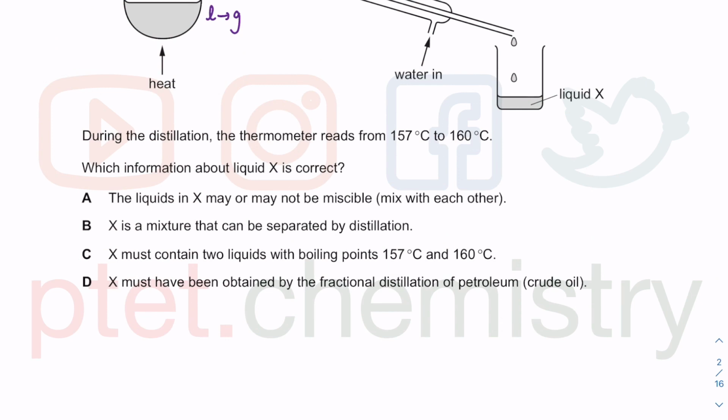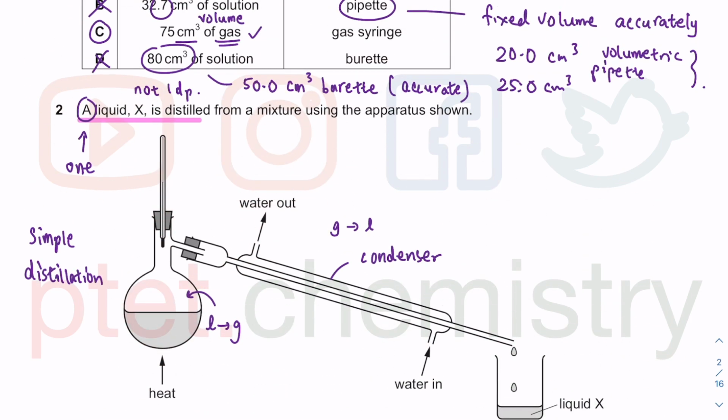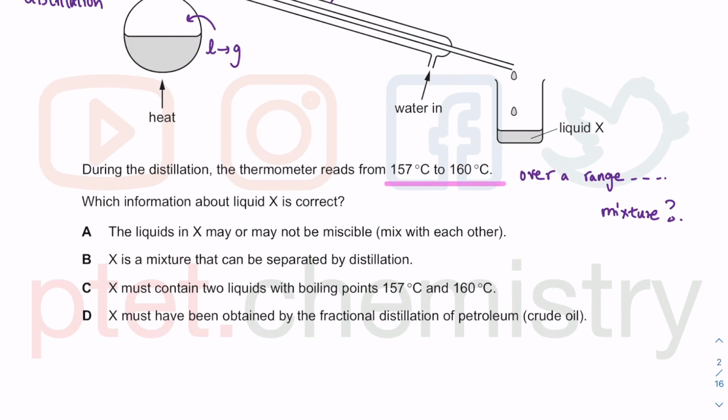During the distillation, the thermometer reads a range of temperature. This is a bit strange. This is over a range. It makes me suspicious that this is a mixture perhaps, but then the fact that they told us that it's a liquid, so it's quite strange that it doesn't have a fixed melting point, because usually a pure substance will have a fixed melting point. So what information is correct? The liquids in X may or may not be miscible. This is a bit unusual. I don't know what A means, but what is B?